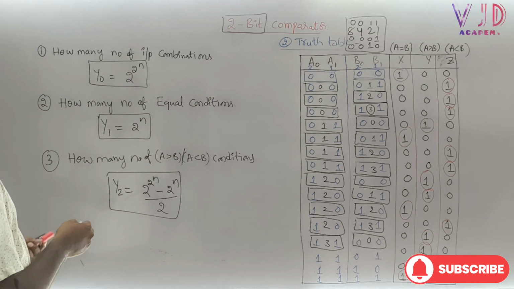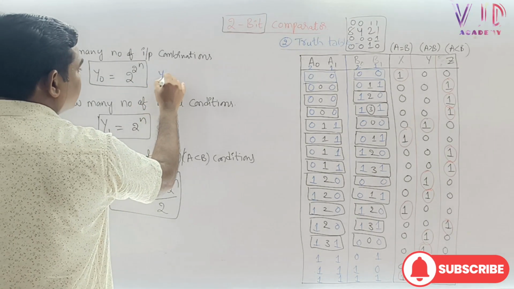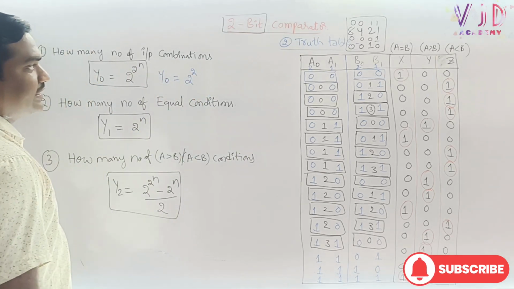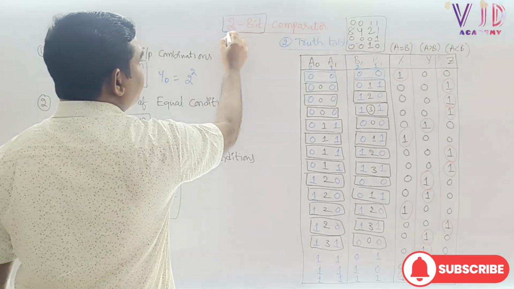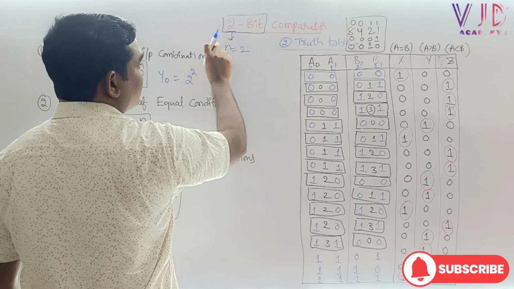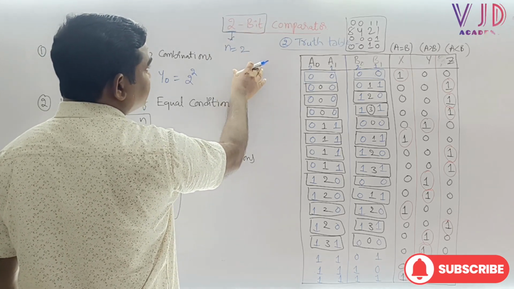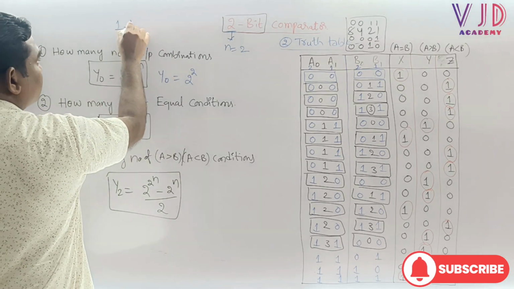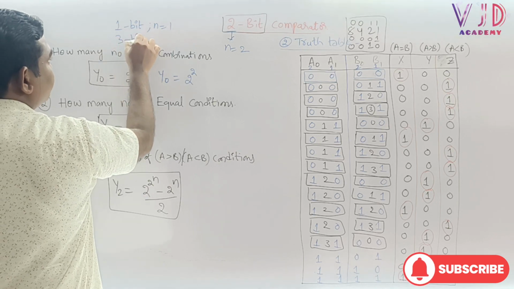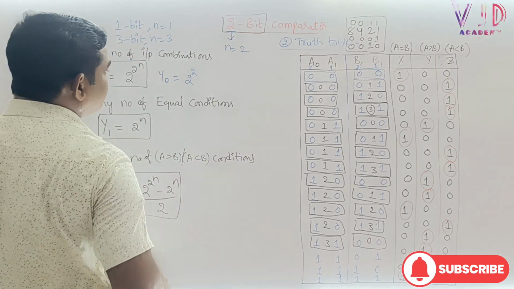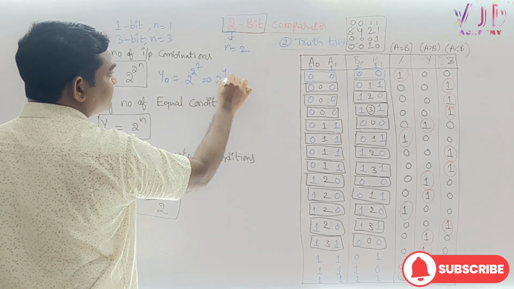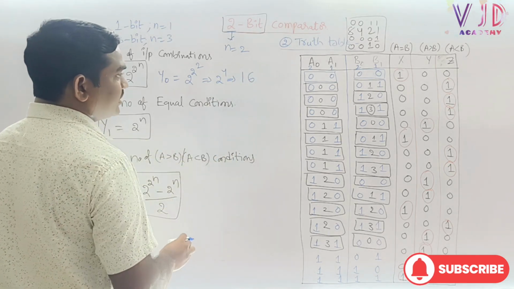Here y0 equal to 2 power n. What is n? Here n equal to 2, as this is a 2-bit comparator. So n equal to 2. If this is a 1-bit comparator, n equal to 1. Here for a 3-bit comparator, we can say n equal to 3. This is a simple logic. So 2 power 2 times 2 power 2, we can say 2 power 4, total 16 combinations are there.